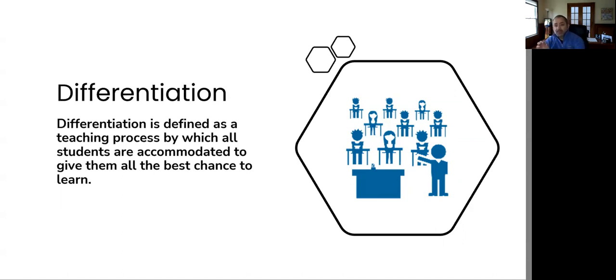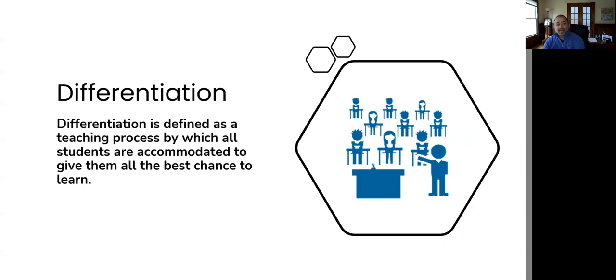In other words, by practicing differentiation, a teacher or teachers focuses on three aspects of students and further dividing these aspects into smaller sections. And what are they? These three aspects of differentiation are learning needs, readiness to learn, and interest.